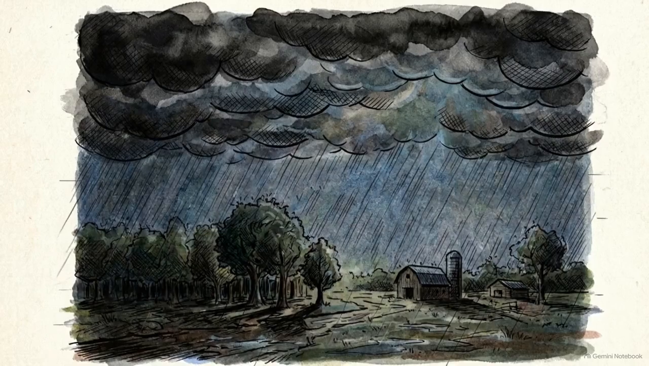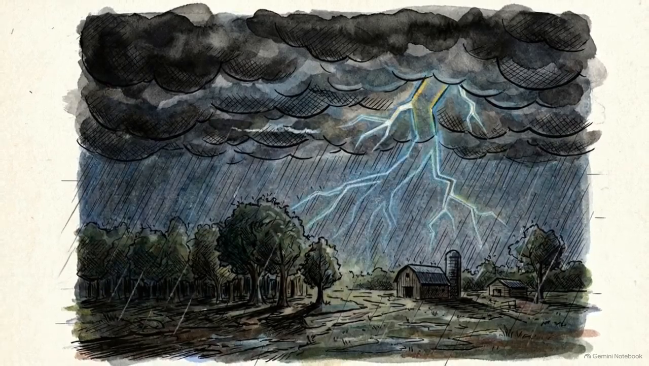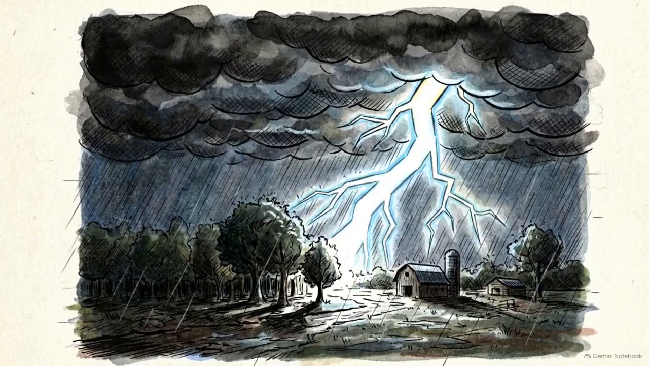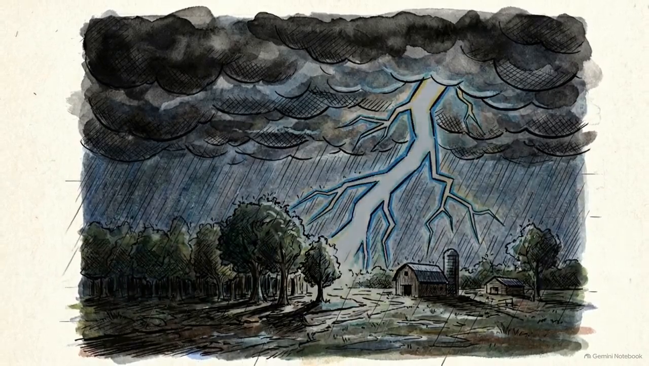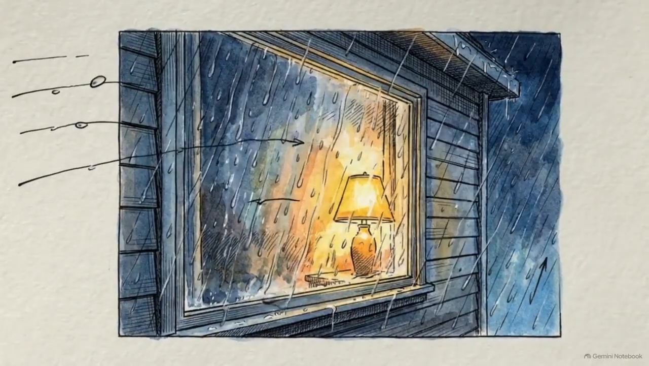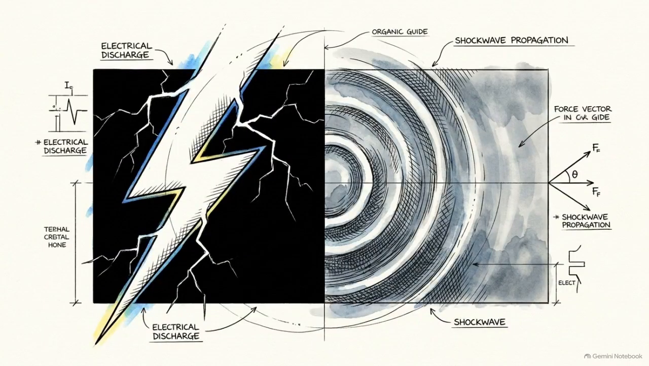When a storm rolls in, it arrives in two distinct waves. First, a jagged streak of light shatters the sky, followed by a deep rumble that rattles the windows. The light is the raw electrical discharge. The sound is the physical shockwave trailing behind it.